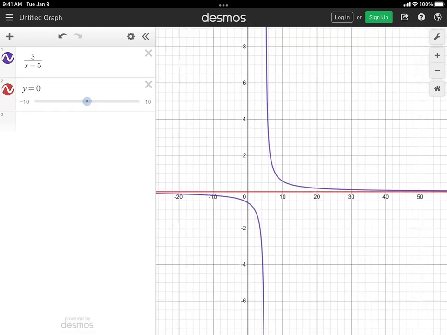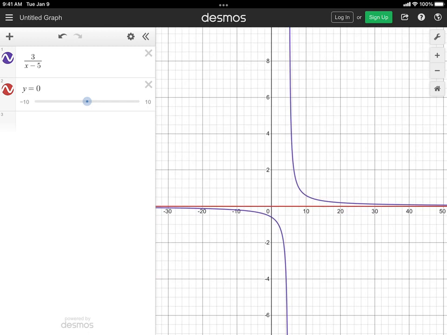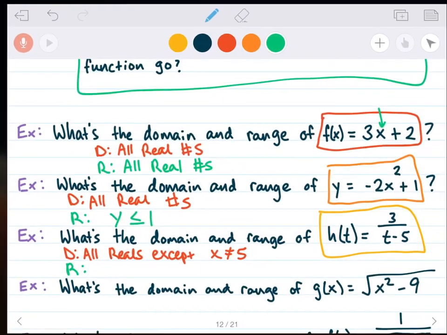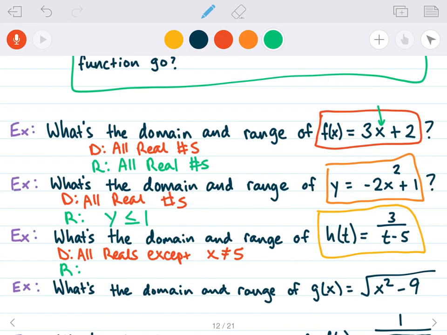So that is our range restriction. The graph is never going to touch that output value. Another way of seeing this algebraically is 3 divided by something. Is that ever going to give you 0? No, you are never going to get 0 from that. And so my range is going to be everything except 0.